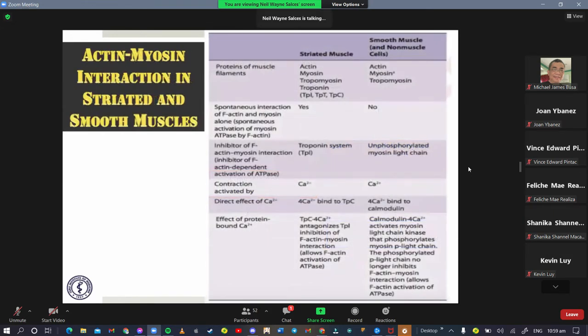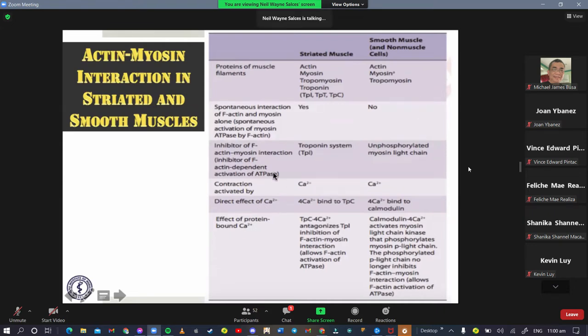Okay, so this table shows us the actin interaction in striated and smooth muscles. Take note that the proteins of the muscle filament in striated muscle include actin, myosin, and the tropomyosin complex, which is also found in smooth muscle. However, troponin is not part of the muscle filaments in smooth muscle. Spontaneous interaction of F-actin and myosin alone is seen in striated muscle but not in smooth muscle.